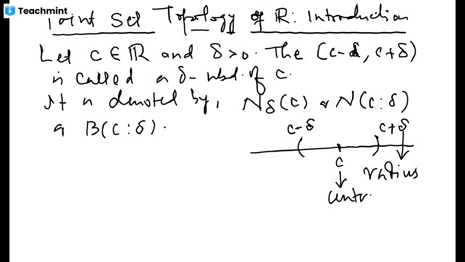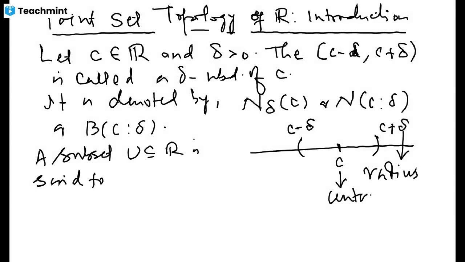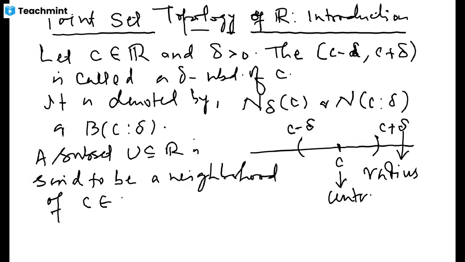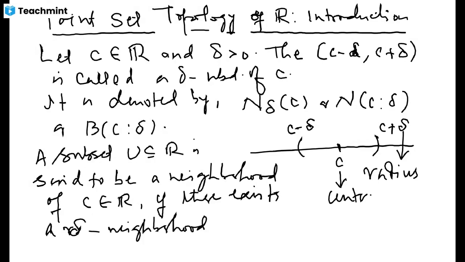More generally, a subset U of R is said to be a neighborhood of some point c in R if there exists a real number delta such that the delta neighborhood of c lies inside U. That means any set which contains a delta neighborhood of some point is a neighborhood of that point. This is as simple as one can say.